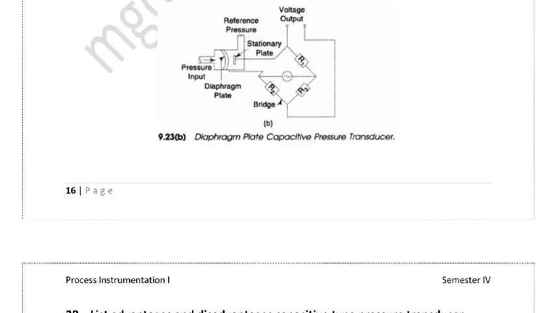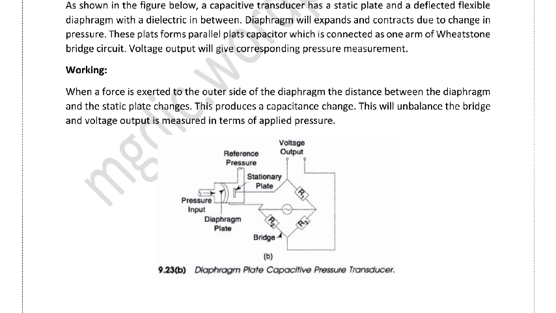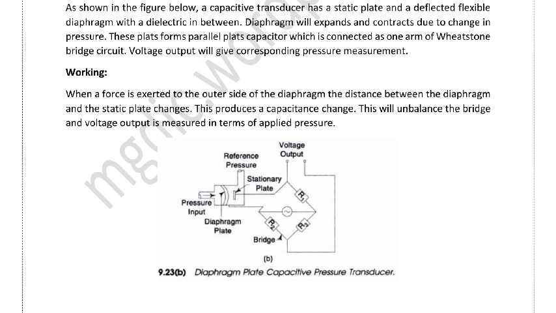Initially there is no pressure, so no current will flow through the diaphragm. When the pressure is applied, the capacitance value will change here. If the capacitance value changes, the reading of the galvanometer will also change. So the working principle is very simple.